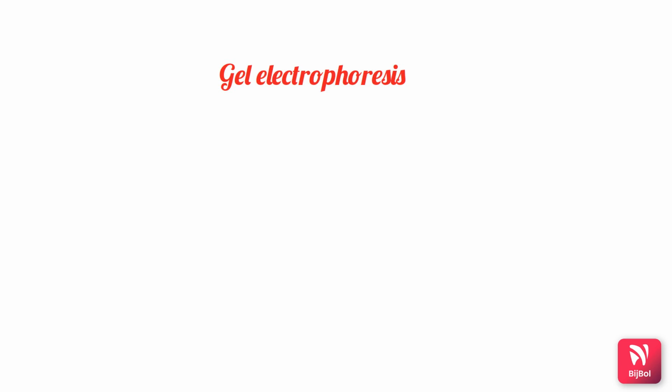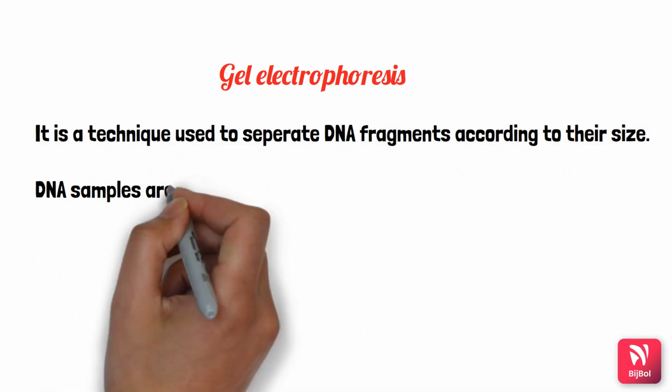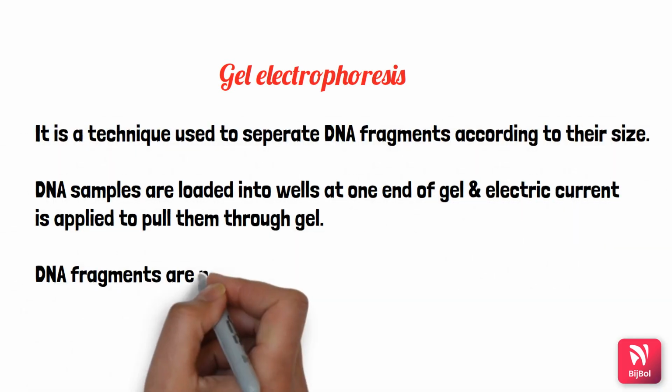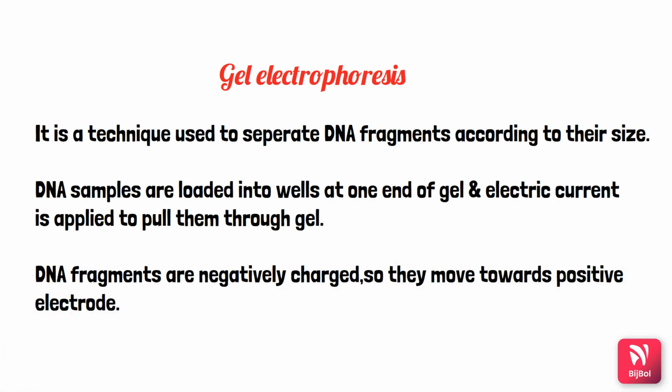First of all, gel electrophoresis. It is a technique used to separate DNA fragments according to their size. DNA samples are loaded into the wells at one end of the gel, and an electric current is applied to pull them through the gel. DNA fragments, being negatively charged, move towards the positive electrode. This is how the DNA fragments are separated.